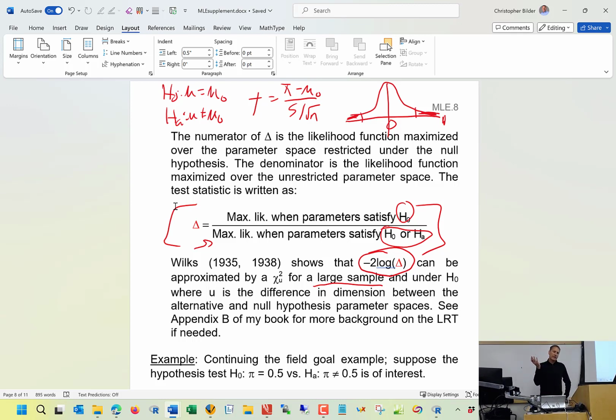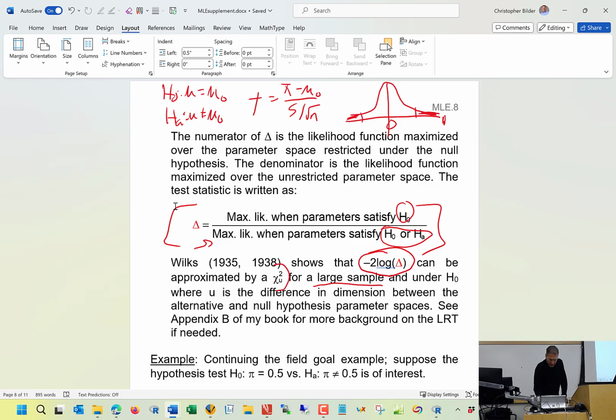And the reason being is, what stat majors, for example, would learn not until they're a PhD student, is how you can mathematically prove that as n goes to infinity, this statistic has a chi-square distribution. Don't worry about that, but that's basically where this comes from. And as long as you don't have a small sample size, this is going to work out fine.